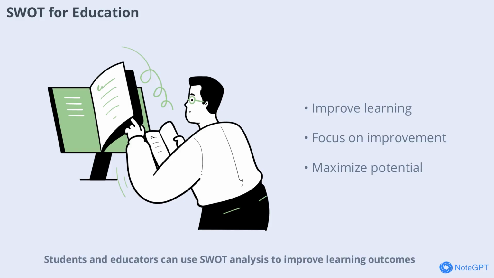Students and educators can use SWOT analysis to improve learning outcomes. Strengths might include effective study habits or supportive teachers, while weaknesses could be time management issues. Opportunities may come from extracurricular activities, and threats could involve academic competition. This analysis helps students focus on improvement and maximize their potential.